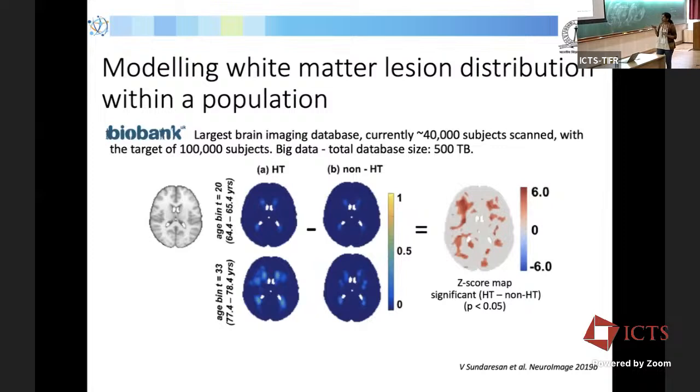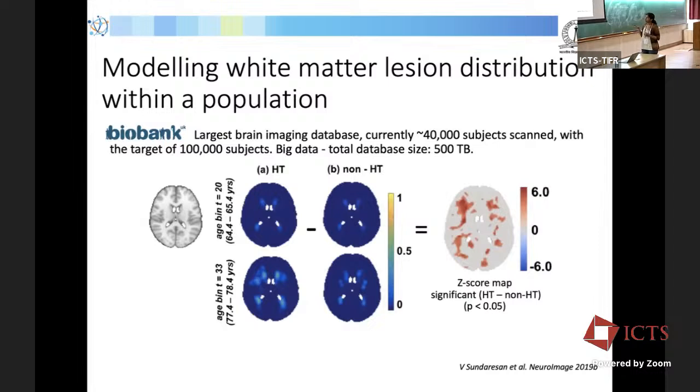So now I have shown the difference between the lesion distribution at two levels of hypertension. So one is the patient is hypertensive, the other is the patient is not hypertensive. And for the two age groups as well. So 60 to 65 years, which is a slightly younger group, what we would expect for these kind of diseases, and also the elderly group from 77 to 78.